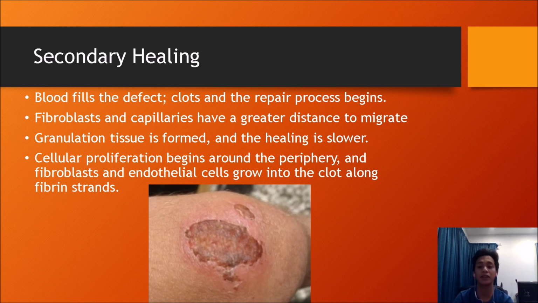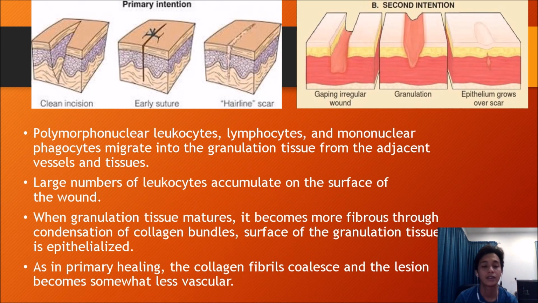An example of secondary healing would be removal of a lesion of the palate or a large lesion of the alveolar ridge. The fibroblasts and capillaries have a greater distance to migrate, and the healing is usually slower. Cellular proliferation begins around the periphery, and fibroblasts and endothelial cells grow into the clot along fibrin strands. Then polymorphonuclear leukocytes, lymphocytes, and mononuclear phagocytes migrate into the granulation tissue from the adjacent vessels and tissues. Large numbers of leukocytes accumulate on the surface of the wound.